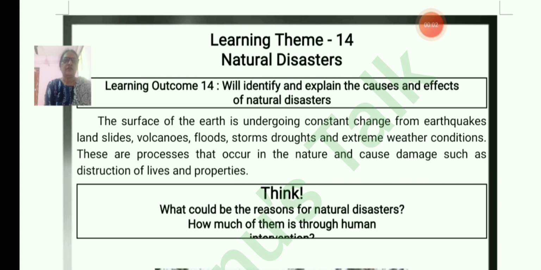Natural disasters, learning outcome 14: identify and explain the causes and effects of natural disasters. Natural disasters like earthquakes, landslides, volcanoes, floods, storms, droughts and extreme weather conditions are called natural disasters, right? Earthquake, volcano, tsunami, landslides, all these are geological hazards, fine. And flood, cyclone, drought, all come under weather associated hazards.